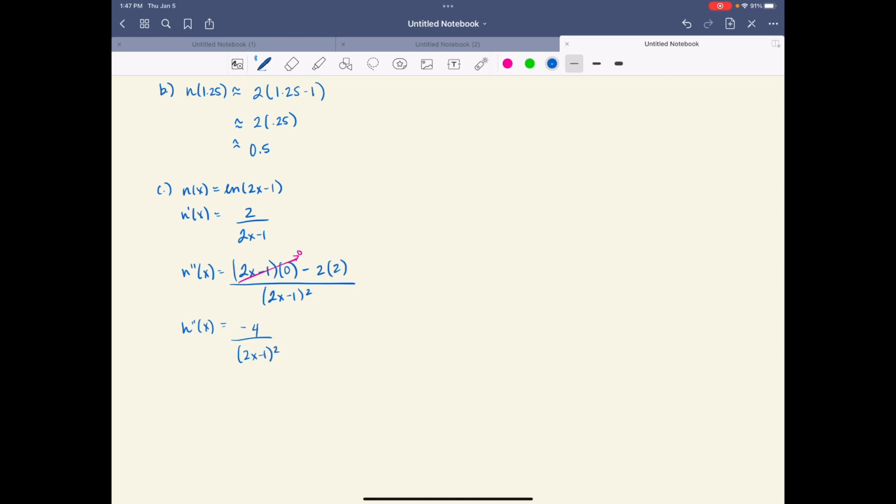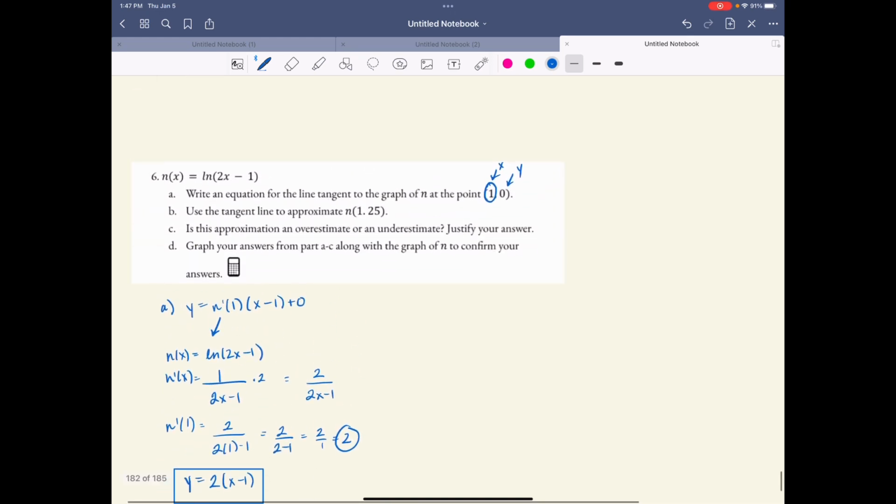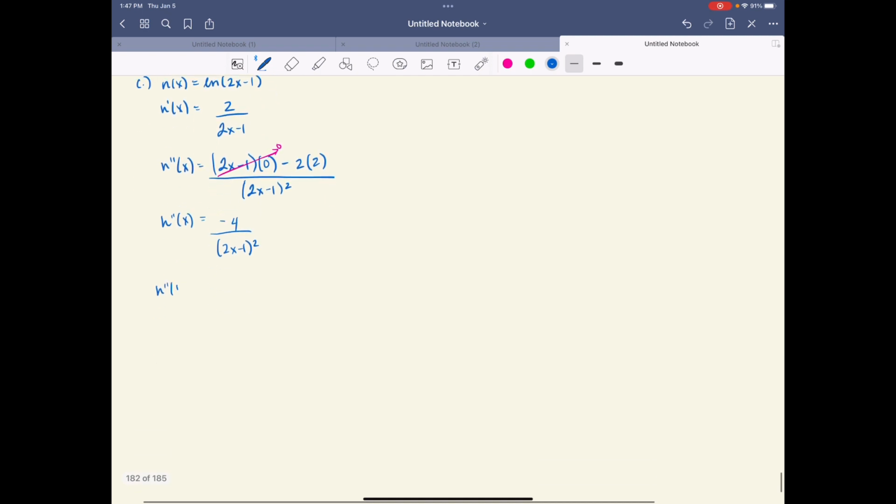What I need to do now is find whether or not the second derivative is positive or negative, so I can determine whether or not I'm concave up or concave down. The point that I'm interested in is the value at, what were we given? At 1. So we're investigating what's happening near 1. So I plug in 1. 2 times 1 minus 1 squared is 1 squared, and in this case, it's going to be negative 4.